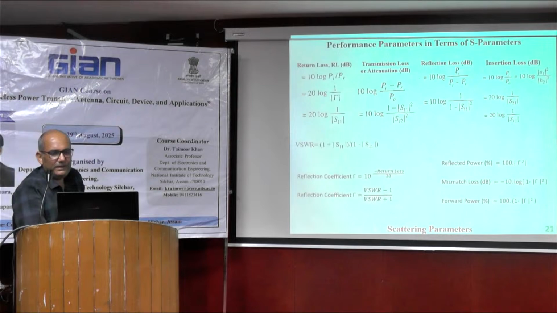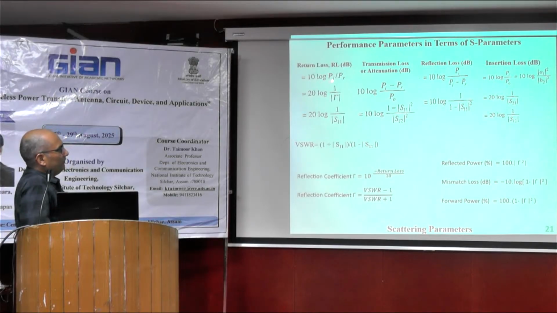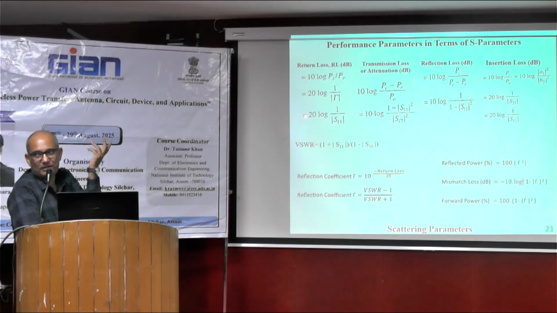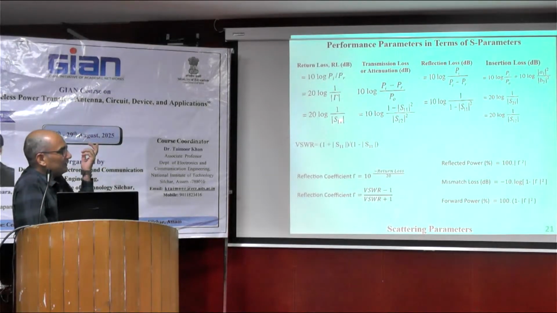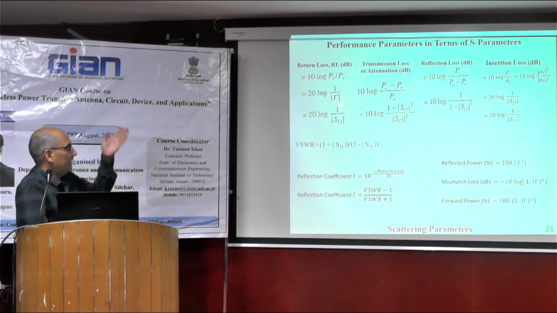Then here, performance parameters in terms of S parameters. Return loss is defined as 10 log base 10 of Pi upon Pr, the incident power to the reflected power. Ultimately, reflected power upon incident power is the reflection coefficient. Then this ratio will be represented as 1 upon gamma, and ultimately 1 upon gamma is nothing but 1 upon S11. So these are three different ways of expressing this in the form of reflection coefficient.